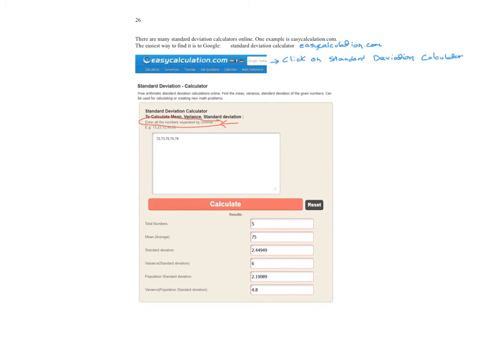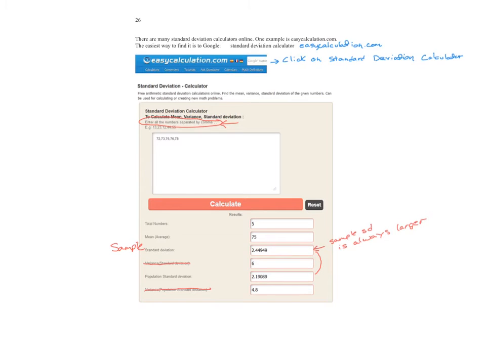It gives you the total number of numbers you started with, the mean, and then it says standard deviation, and you don't need to worry about the variance. And then it says population standard deviation. So the one that just says standard deviation is the sample standard deviation.